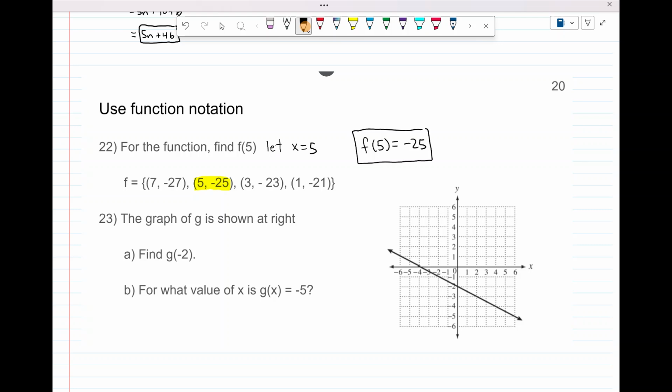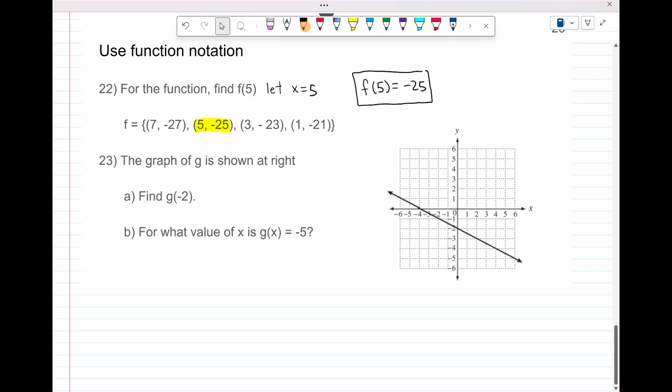For number 23, we have the graph of a function. Our function is being expressed as a graph. And so for part A, we want to find what is g of negative 2. Again, this means that here we are going to let x equal negative 2. So I'm going to go to the x-axis and find negative 2. And I'm going to go either straight up or straight down in this case until I hit the graph of my function, and it's right at this point.